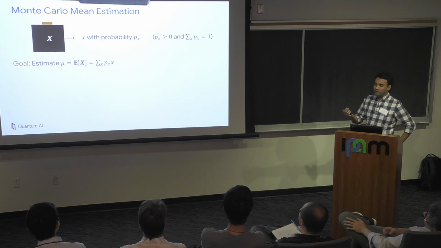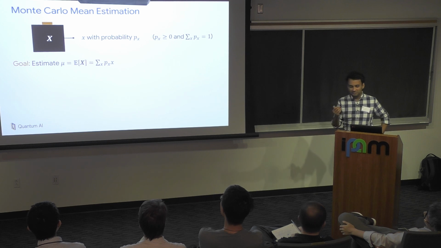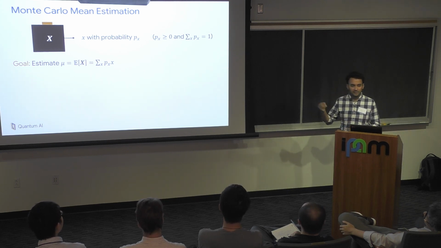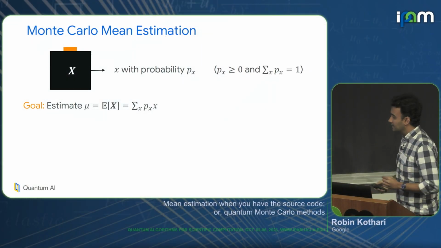So you press this button, and all you get out is little x, right? That's the only thing the black box gives you. It gives you little x. It gives it to you with some probability. Of course, you don't get to know this probability. It's not telling you what P sub x is. It just tells you what x is.